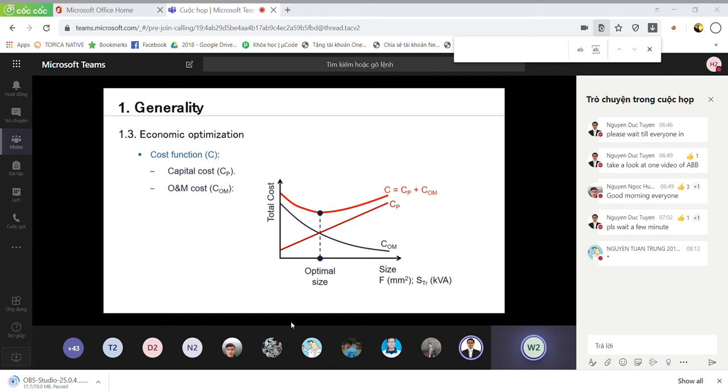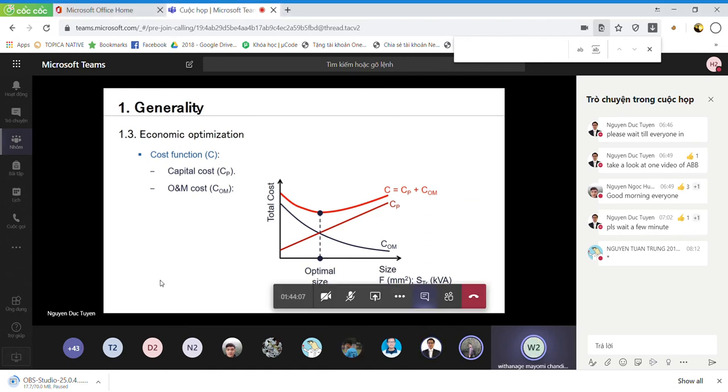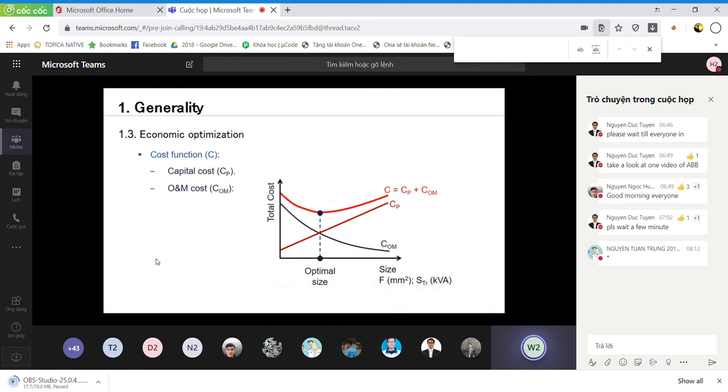Chính, Biên and Chung. Yeah, we learned this in chapter 3, so no more explanation. We have already talked about what the operating and maintenance costs are and what the capital costs are.